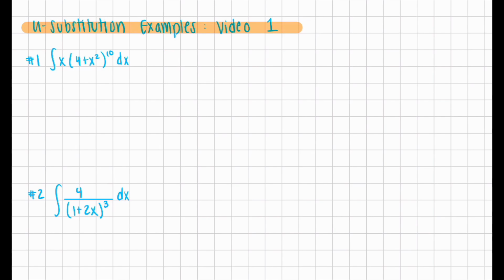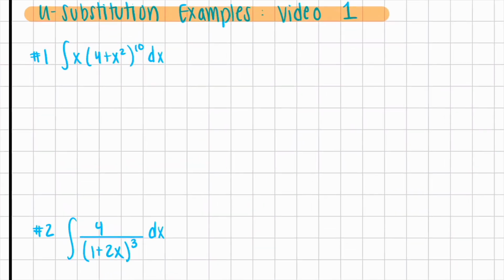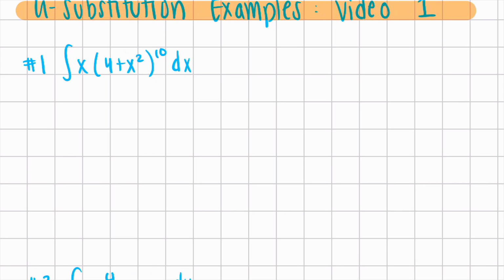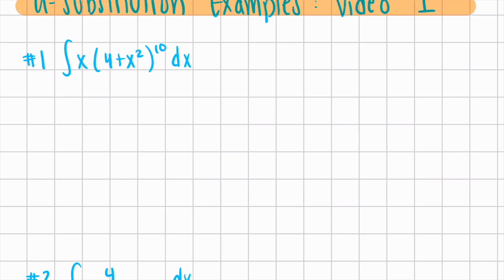Let's do some U-substitution examples. Starting with number 1, generally if you have things that are inside parentheses, for example 4 plus x squared, that's what you want to make u be. So I'm going to make u equal to 4 plus x squared.